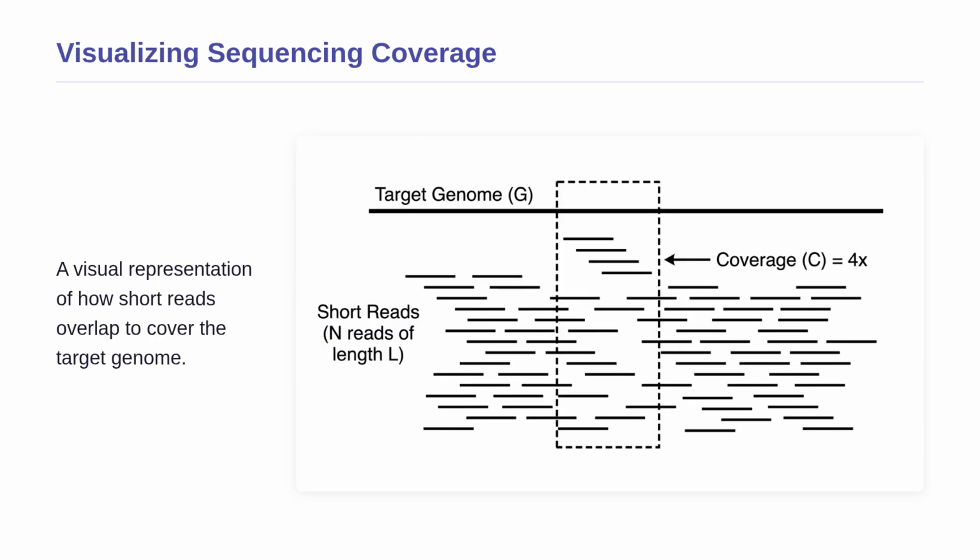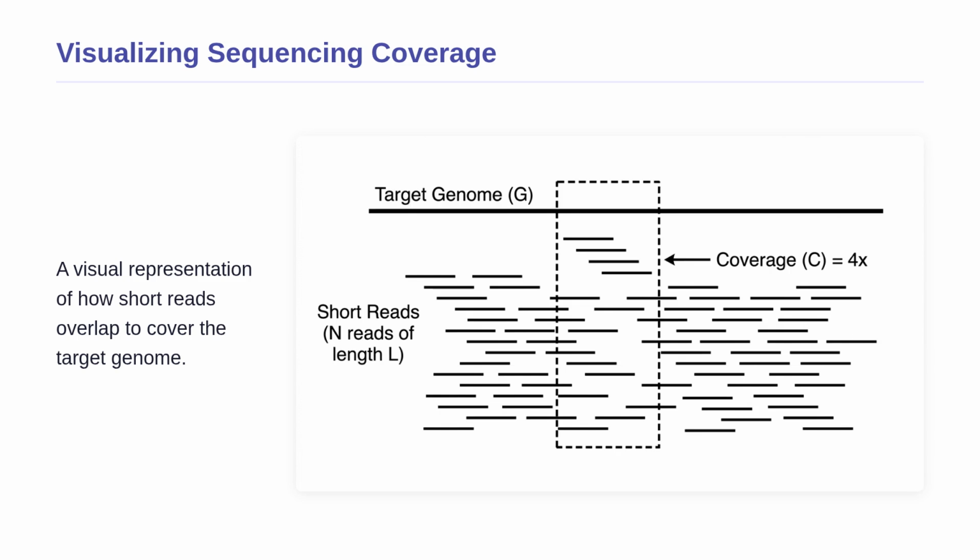To truly cement this idea, let us look at a visual schematic of sequencing coverage. At the top of this diagram, you see a solid horizontal line representing the entire target genome, labeled G. Below it are many smaller staggered lines. These represent the millions of short reads generated by our sequencing machines, each of length L. Notice the vertical dashed box highlighting a specific section of the genome.